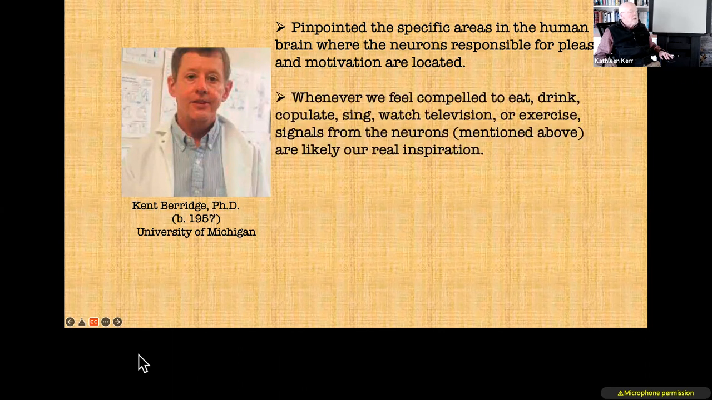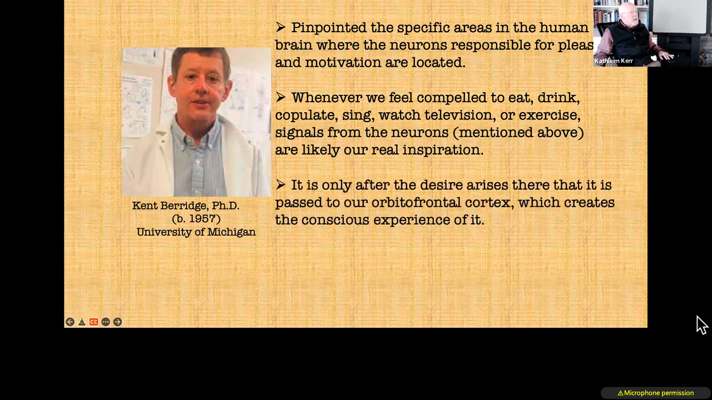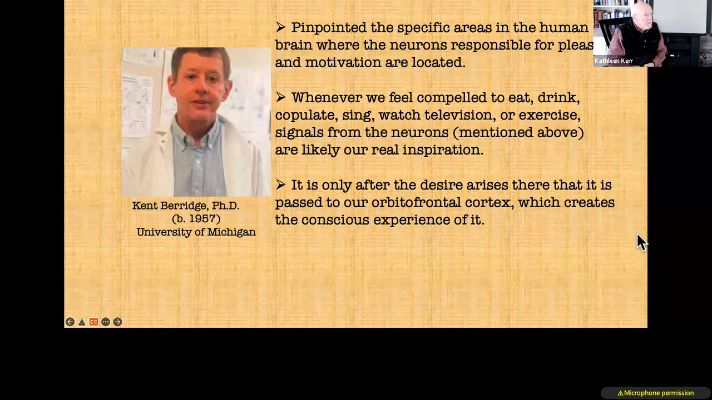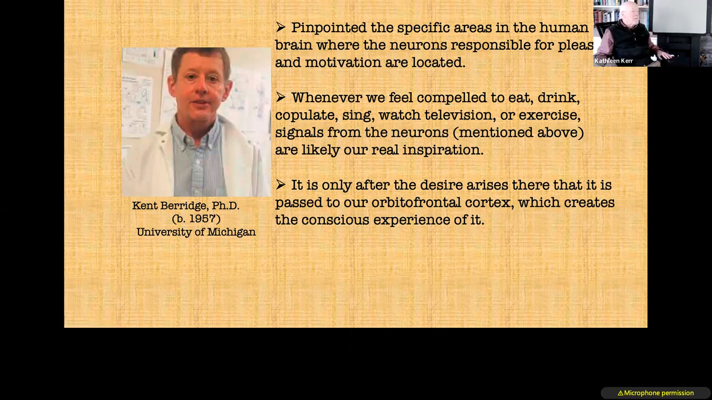Next one. Whenever we feel compelled to eat, drink, copulate, sing, watch television, or exercise, signals from the neurons are likely our real inspiration. That's what inspires us, the signals from the neurons. It is only after the desire arises that it passes into our orbital frontal cortex, which creates conscious experience of it. That's where Bowen theory comes in.